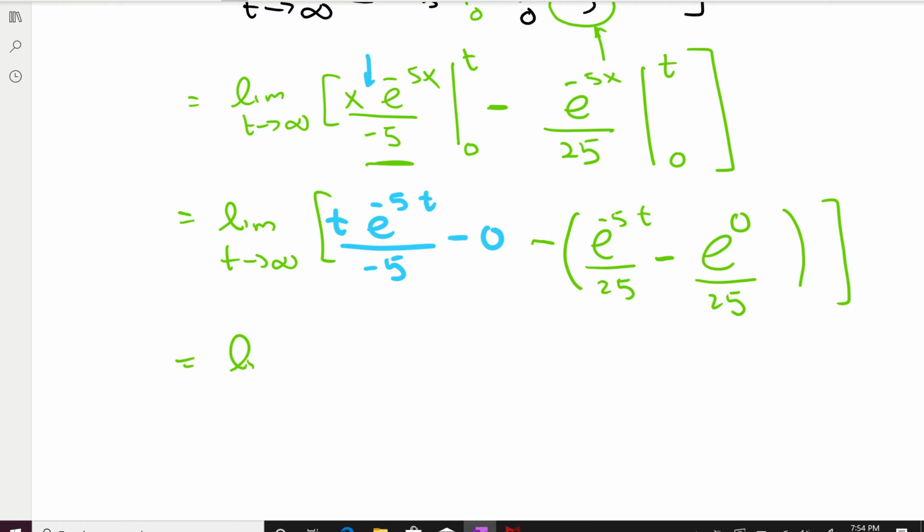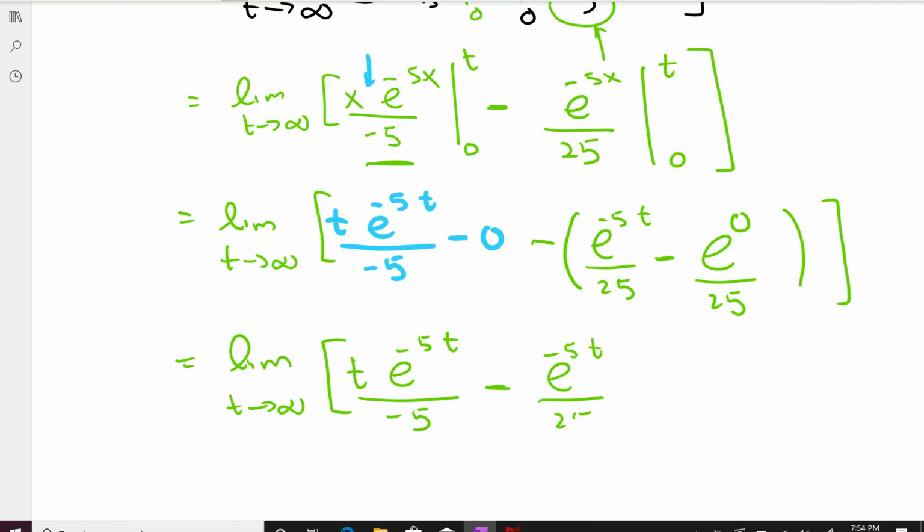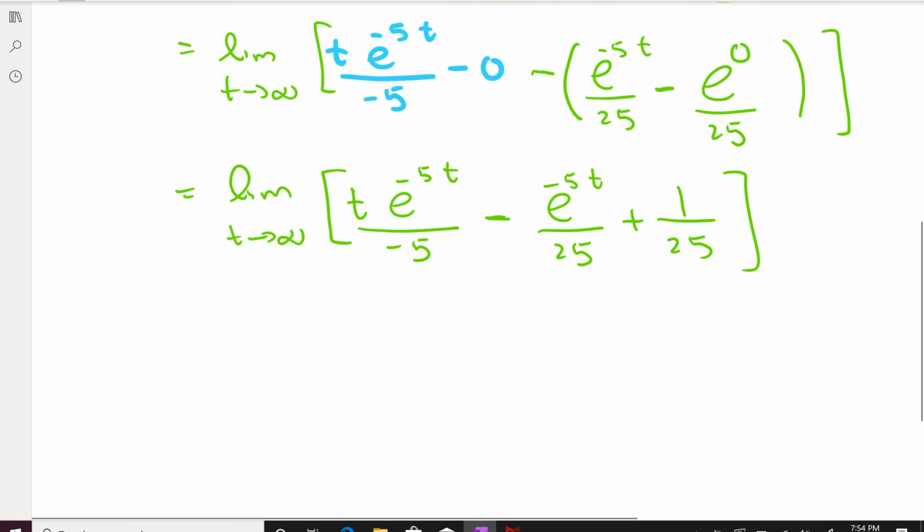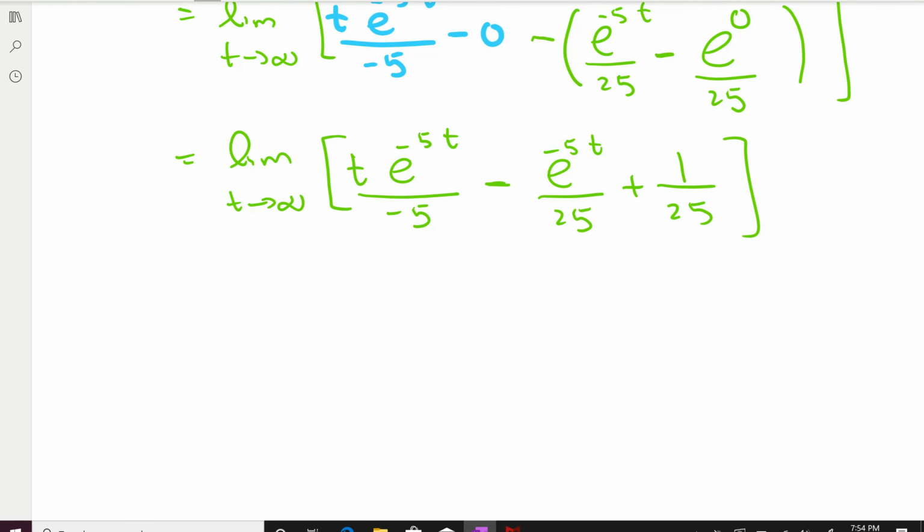What do we get? The limit when t goes to infinity of t e to the negative 5t over negative 5 minus e to the negative 5t over 25, minus minus plus e to the 0, which is 1, so 1 over 25. Perfect. Now let's see what the limit is. When t goes to infinity, this part will go to 0 because it's an exponential decay. And the limit of a constant is the constant, so it's 1 over 25. So it's minus 0 plus 1 over 25 when we take the limit.